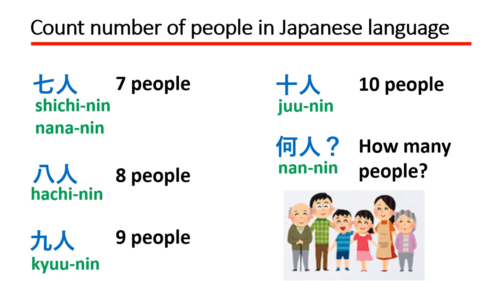Or you can say in the polite form, nanin desu ka? For example, if you want to say how many people are there, you could say asoko ni nanin ga imasu ka? Something like that. So you should remember that they use nin to count people.